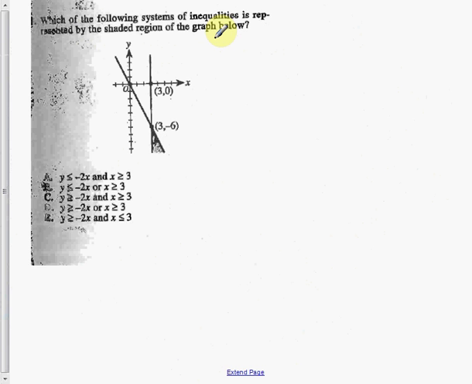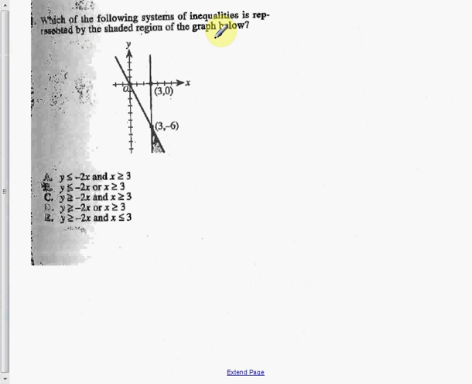That's x equal to 3. But now the shaded region is to the right of that, x greater than 3. So here, y less than or equal to negative 2x, that's good. And over here, x is greater than or equal to 3.